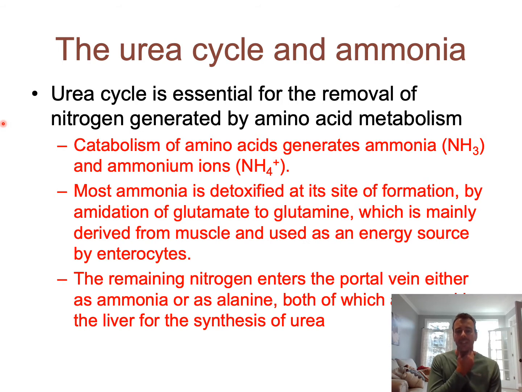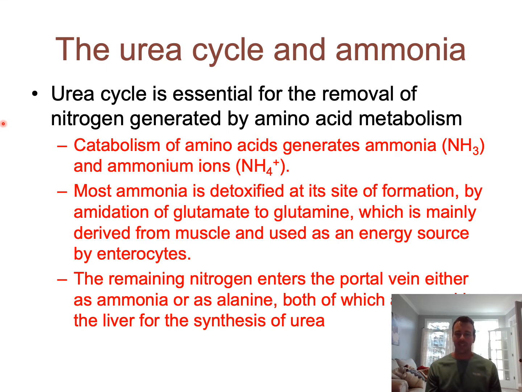The urea cycle, which I believe you talked about in some of your other lectures as well, and ammonia. The urea cycle is essential for removing nitrogen that's generated by amino acid metabolism. When you break down amino acids, you generate ammonia or ammonium ions, and most of this is detoxified at the site of its formation by amidation of glutamate to glutamine, which is mainly derived from muscle, and can be used as an energy source.